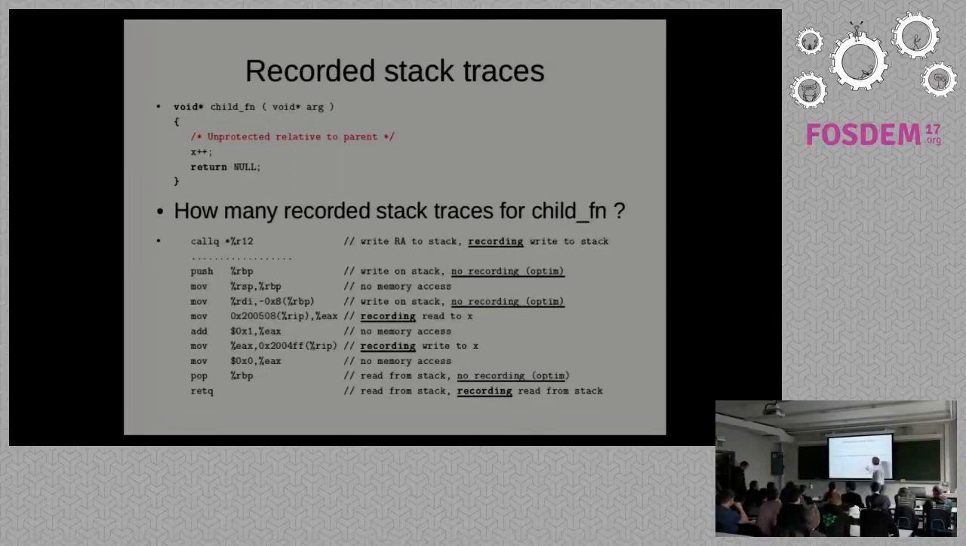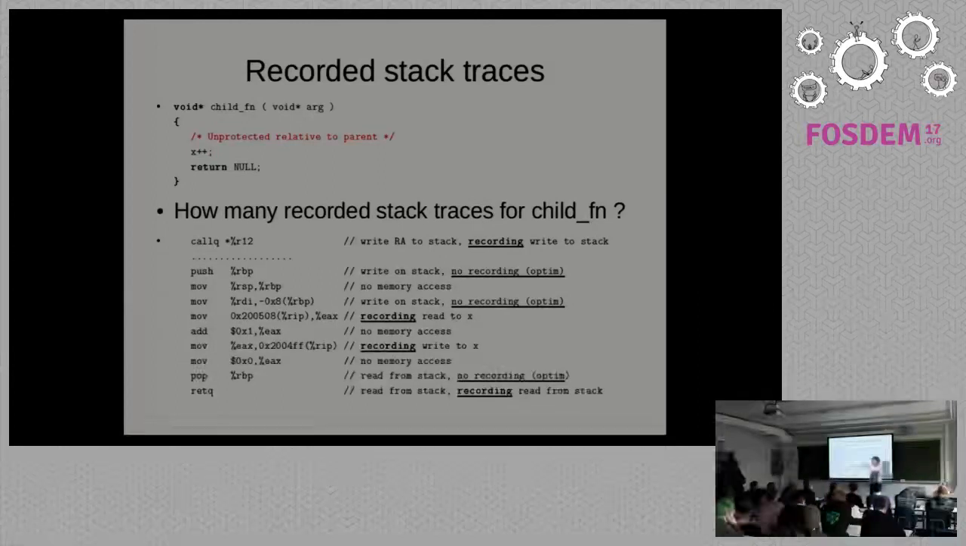Then we push the FBP, so we write on the stack, and there is no recording for this one, because as I explained, we have some optimization, and then we try to see that we have done two writes at the same place in the same segment. There are a bunch of optimizations which I do not understand, and so for this one, we have a write, but we have no record. So here, this is just moving registers, no memory access, no stack trace. Here we have a write on the stack, again, no recording, optimized.